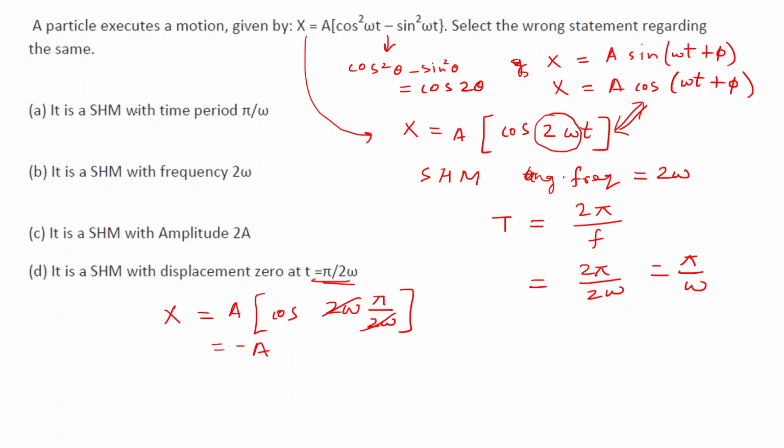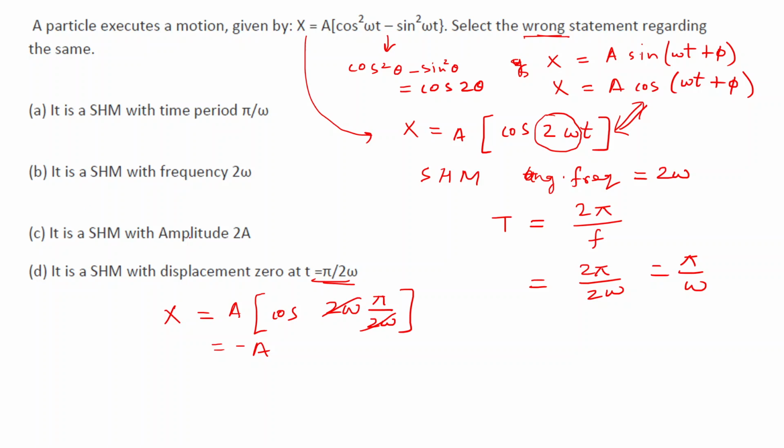Okay. So which is the correct statement? Is it a simple harmonic motion with time period pi by omega? Oh, they have asked which is the wrong statement. So this is the correct statement. It is a simple harmonic motion with frequency 2 omega. Frequency is 2 omega, that is correct.